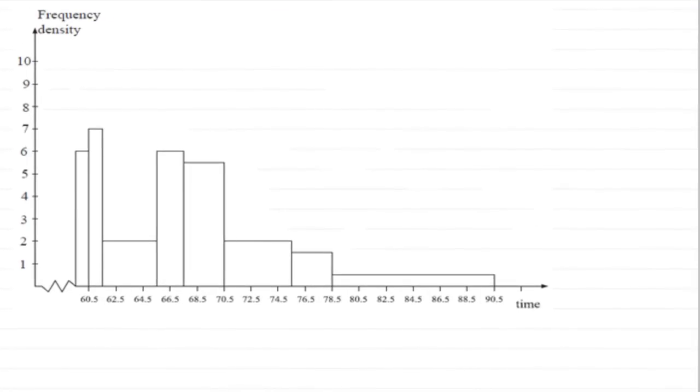Okay then, so for this question, it's quite a tricky one, I feel, but essentially we've got to find out how many runners are represented in this interval here. I'm just going to shade it, okay? So we've got that interval there.